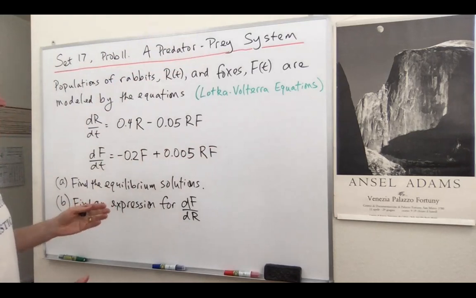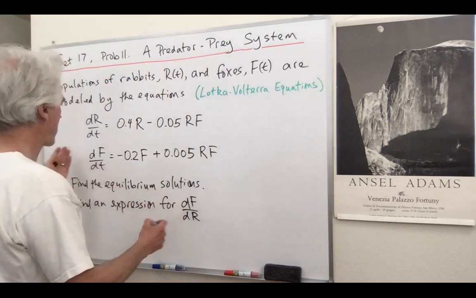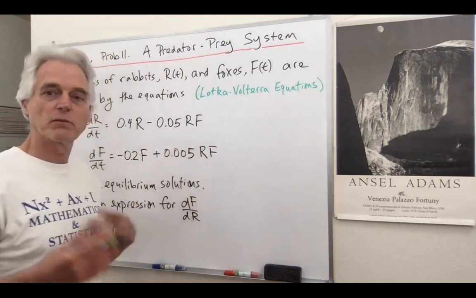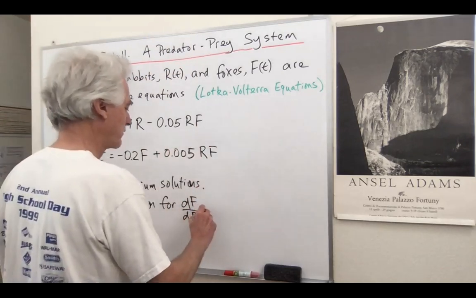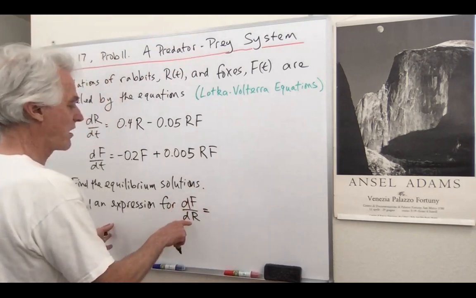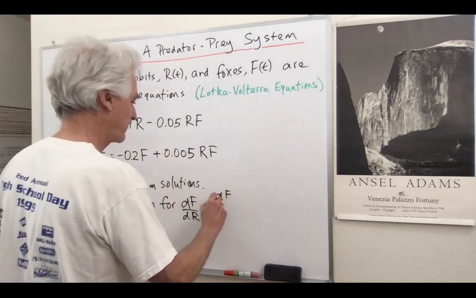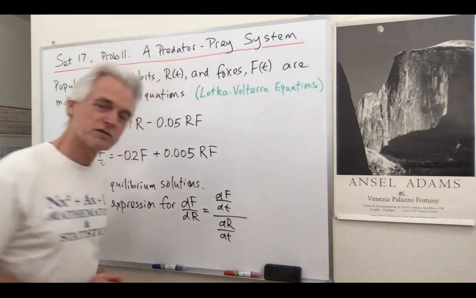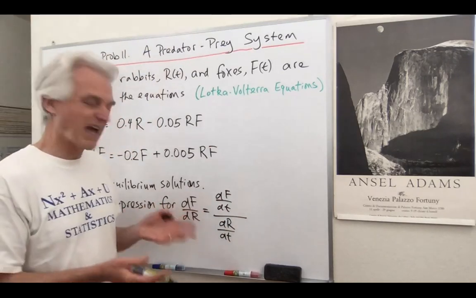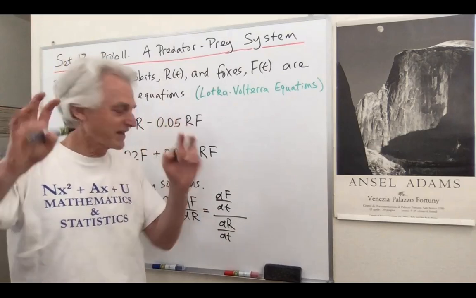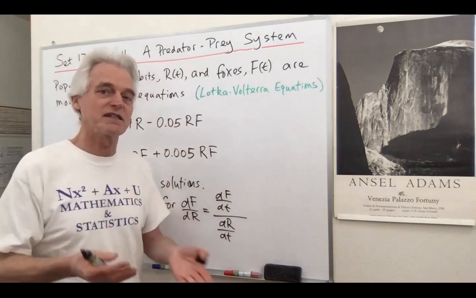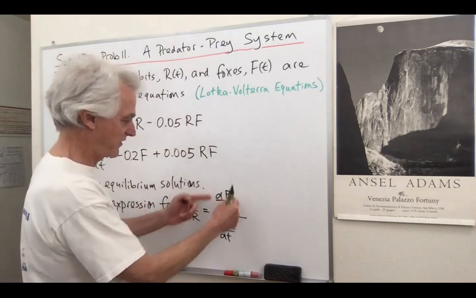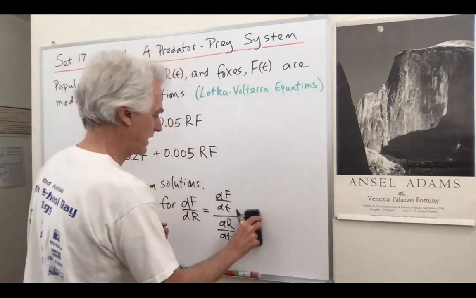So that has the effect of eliminating time, so I can think about the FR plane, which I'll show you pictures of. But let's get to this. df dr is equal to df dt, all divided by dr dt. I won't actually justify this, but I think it makes sense. You can formally think about multiplying top and bottom by dt, and the dt's cancel, and I get df on the top and dr on the bottom. Okay?